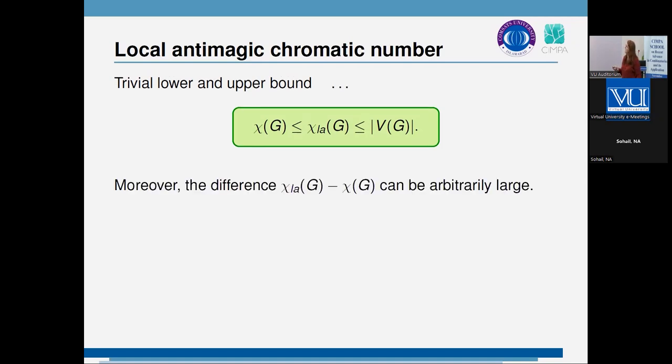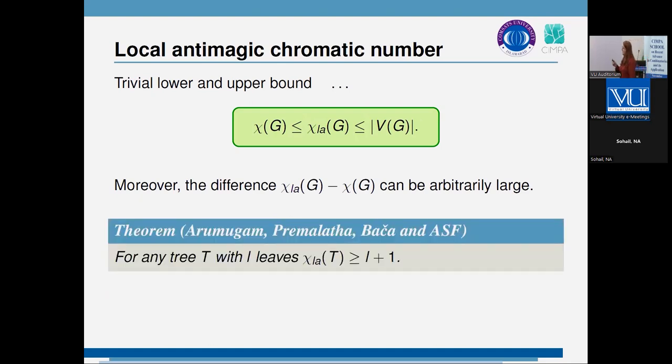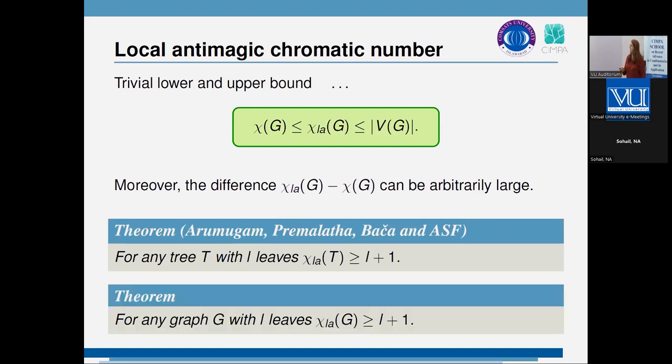So let's check what we have. One interesting situation is that the difference between the local antimagic chromatic number and the chromatic number of the graph can be arbitrarily large. How can we see this? It was proved that if we have a tree with L leaves, then the local antimagic chromatic number of this graph is at least the number of leaves plus one. It is possible to extend this result to any graph with L leaves: the local antimagic chromatic number is at least L plus one. Let me explain why it is like that.